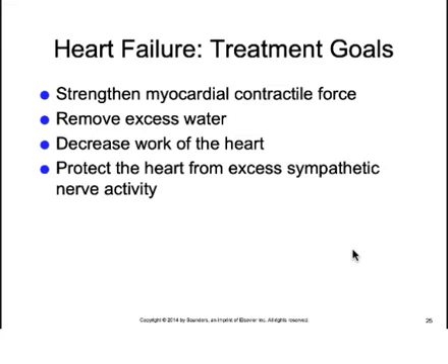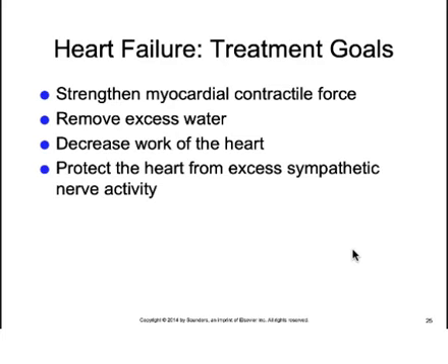So, with heart failure, we want to strengthen the contractile force of the myocardium, so we can use positive inotropics here. We want to remove excess water, so we can utilize diuretics. We want to decrease the workload on the heart, and so one of the ways we can do that is to promote vasodilation. There are all kinds of drugs that will cause systemic vasodilation. Many of these are what are called ACE inhibitors. What they do is they work by decreasing the production of angiotensin II, and one of the effects of that is to promote vasodilation.